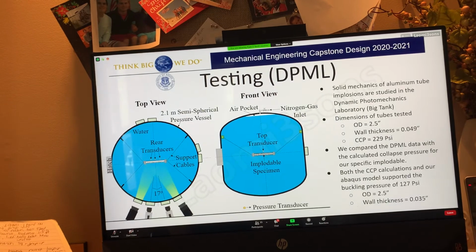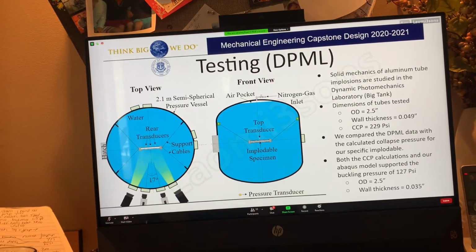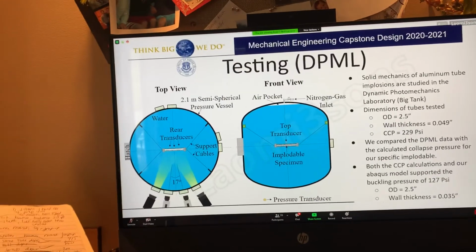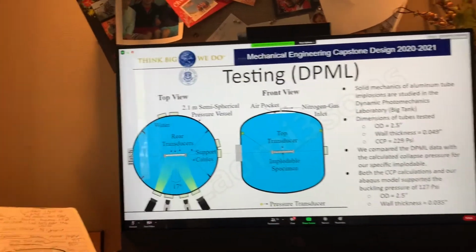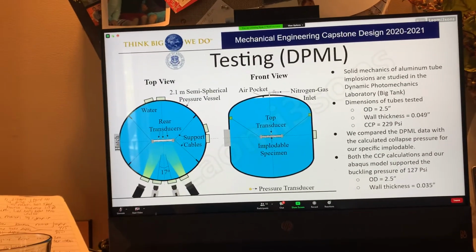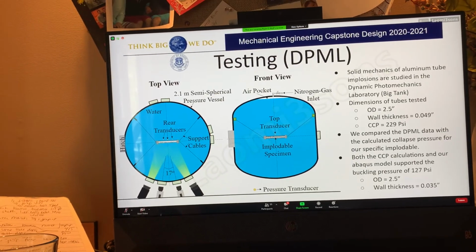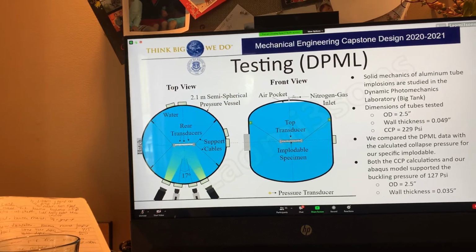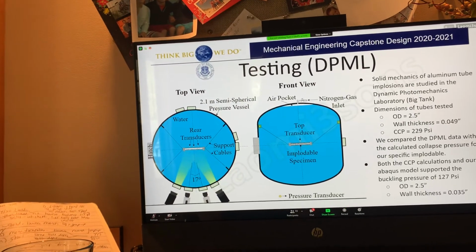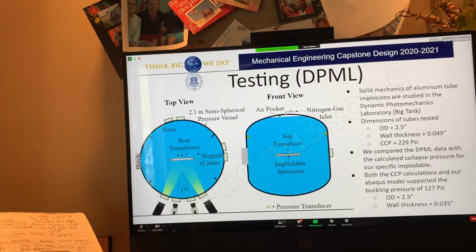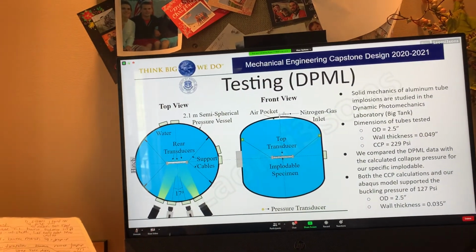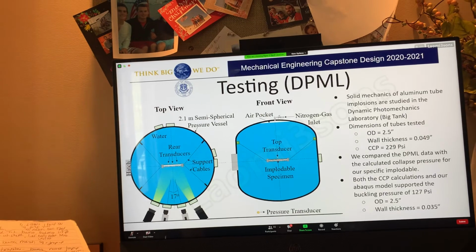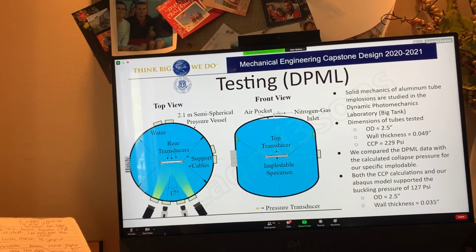The way that they test the implodables in the DPML is, as you can see on the left side of this slide, this diagram of the big tank that they use in the DPML. This is a very large tank that can be filled up with water and pressurized through the top. They pump nitrogen gas into the tank, and that pushes on the water and pressurizes it to their needed value. They also have these little portholes that allow Shimadzu high-speed cameras to record the implosion itself.